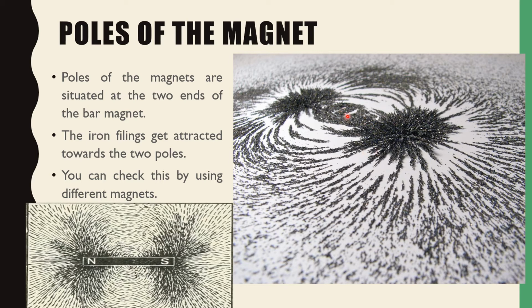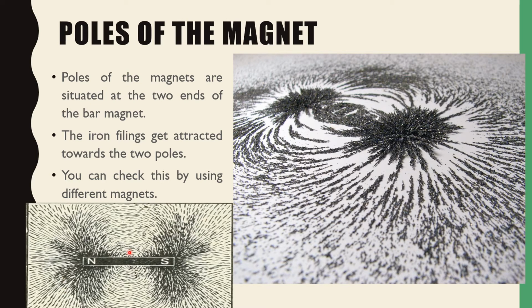You can see in this picture also, all these are actually iron filings. You can take iron filings from the shop, or if you have iron filings, you can do this activity with that also. You can keep a bar magnet and you will observe that all the iron filings get attracted towards the ends of the bar magnet. Iron filings get attracted towards the two poles. You can check this by using different magnets. You can use different kinds of magnet other than a bar magnet and check where the poles are situated.